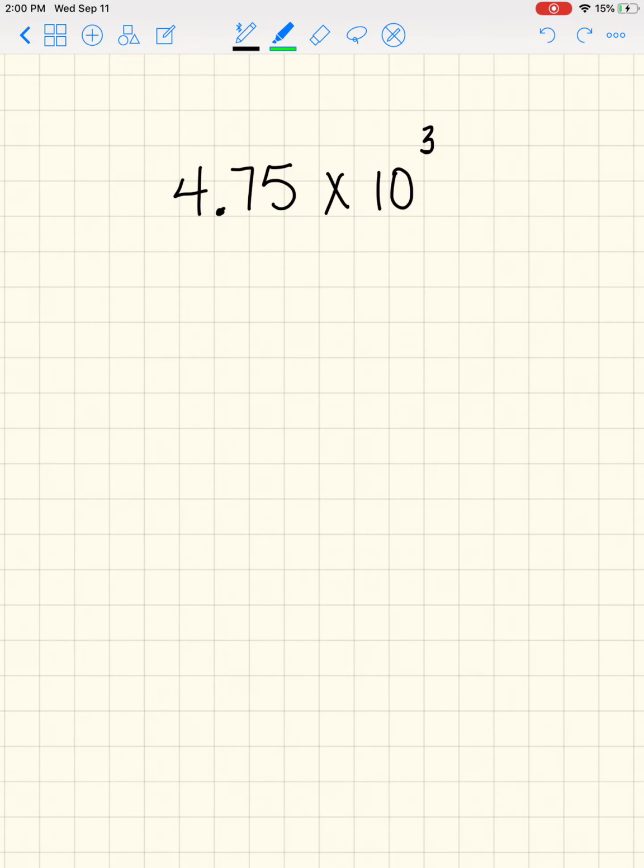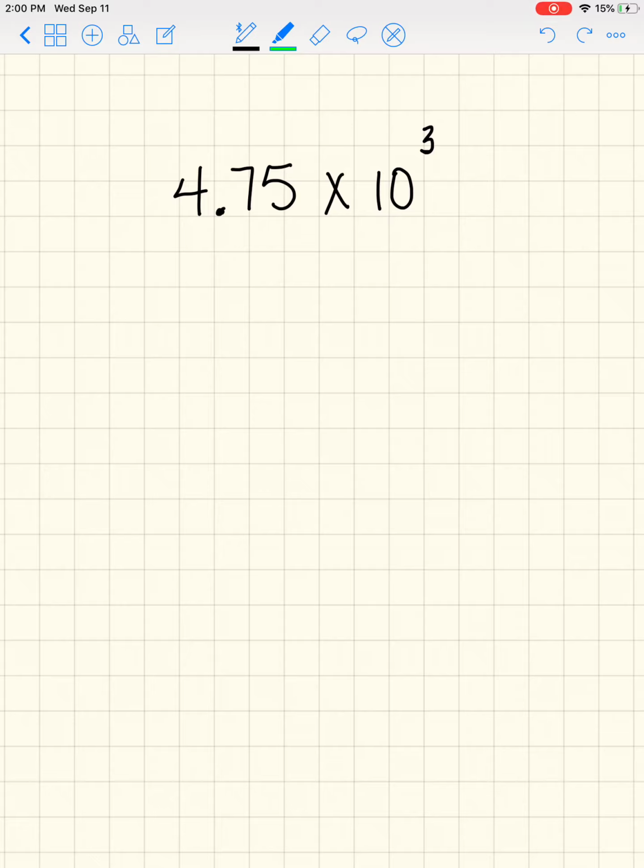So here we're going to multiply by powers of 10. Our equation is 4 and 75 hundredths times 10 to the third power. So we know in multiplication that when we multiply numbers together, our numbers get bigger.